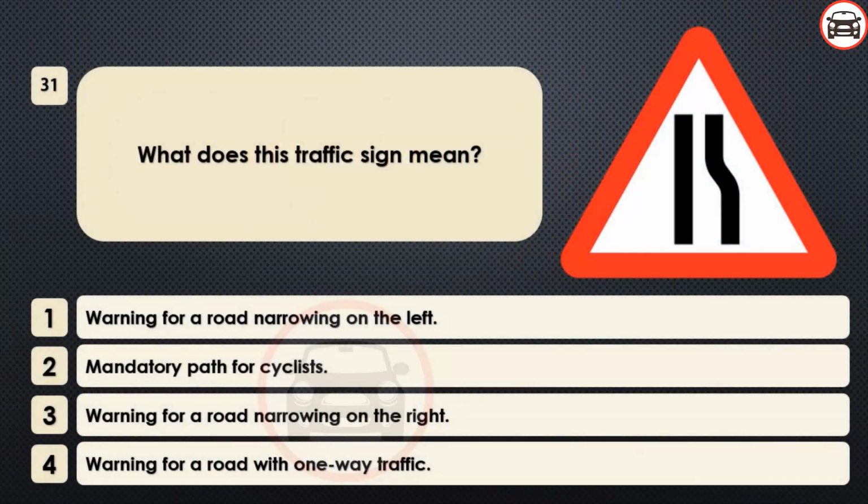What does this traffic sign mean? 1. Warning for a road narrowing on the left. 2. Mandatory path for cyclists. 3. Warning for a road narrowing on the right. 4. Warning for a road with one-way traffic.